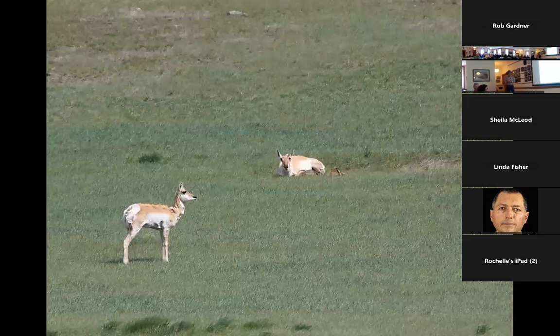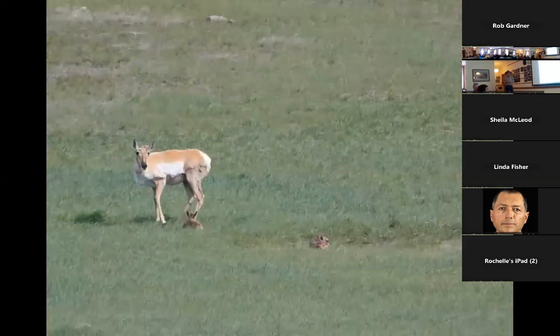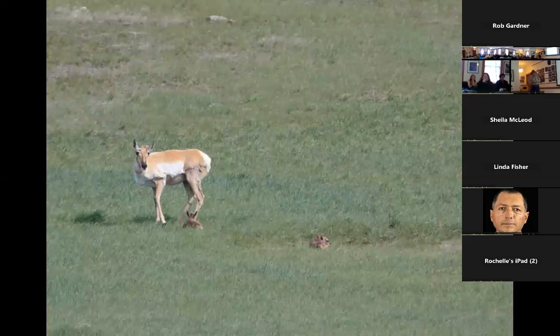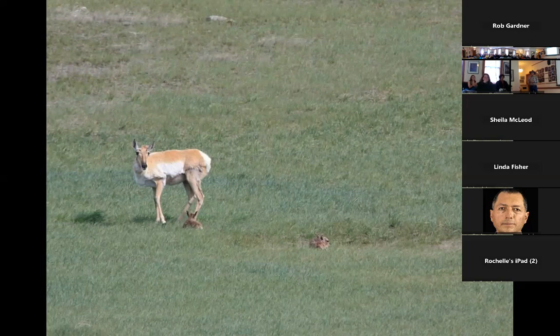From the moment that I came across her until she stood up and the babies stood up with her was maybe 10 or 15 minutes. They were still wet. They struggled to their feet after a few minutes, and then she took them around the base of the slope and out of my sight.